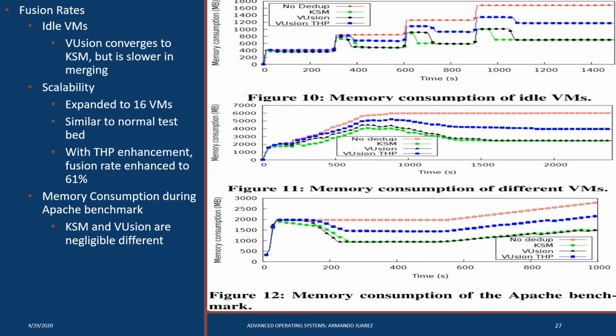Scalability. With respect to scalability, they expanded to 16 virtual machines, and it is represented by Figure 11 there in the center. They came out very similar to the normal testbed, but with the major change being in THP enhancement, where the fusion rate was enhanced to 61%. 61% better than KSM. And then with respect to memory consumption during the Apache benchmark, KSM and VUsion are negligibly different.